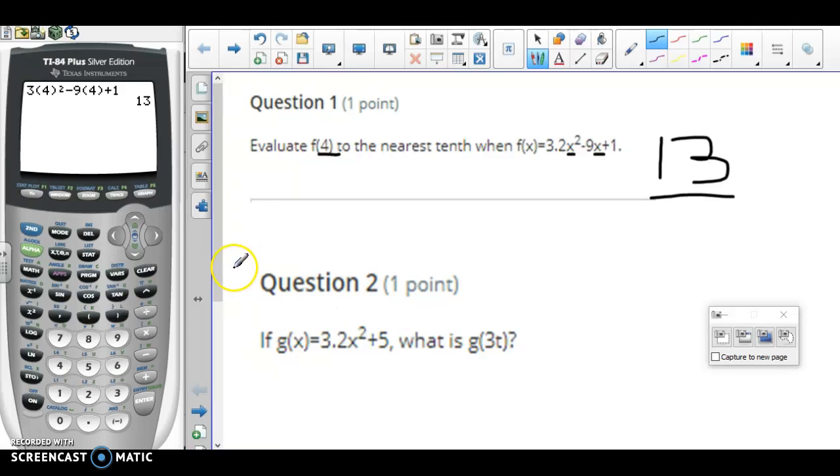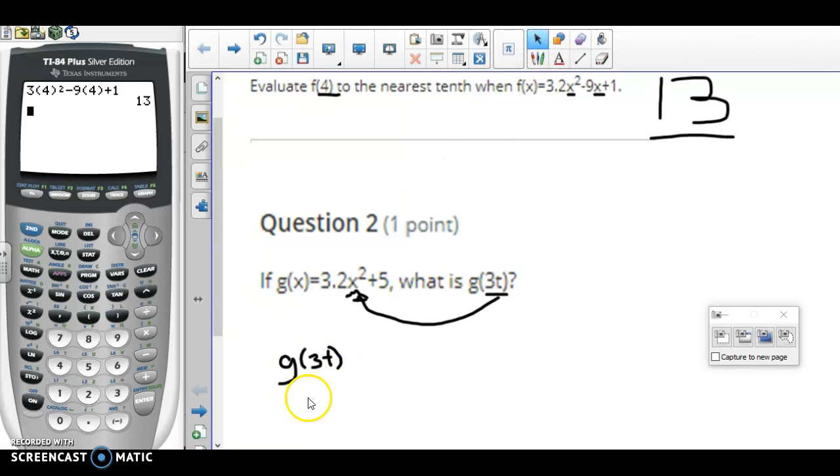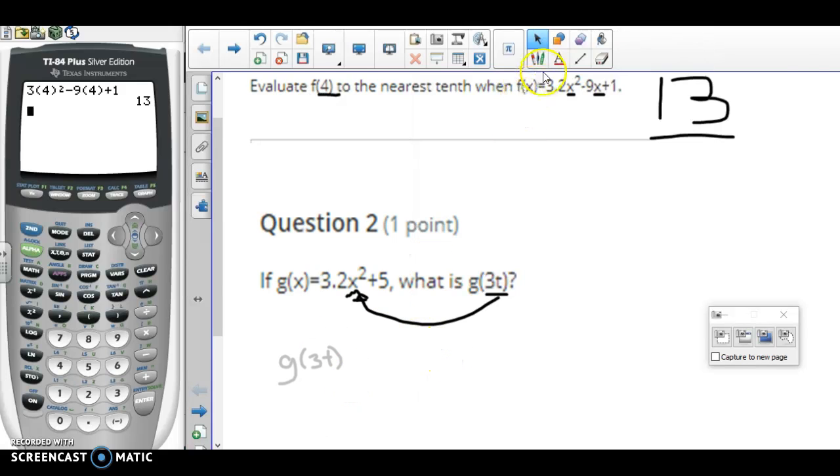Our second question, question number 2, we're evaluating an expression. So that means that wherever we see an x, we're going to plug in 3t. So now this becomes g of 3t equals. You almost don't even need to rewrite that, so I'm going to ghost it out, because really the meat of the problem is taking this 3t here and plugging it in for x.